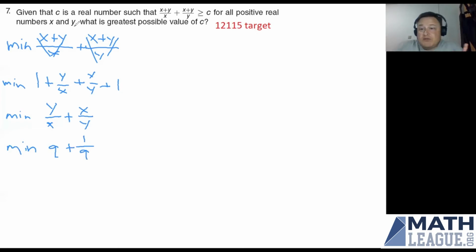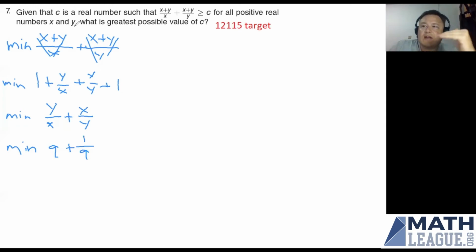Now, you can start by plugging in some numbers here and see what happens, right? If q is 5, I've got 5 and a fifth. If q is 4, I've got 4 and a fourth. Well, it seems like the lower we go, the better off we're doing, right? Keep in mind, of course, that q does have to be a positive number because x and y are both positive, which means that their quotient is positive also. So, q is 3, I've got 3 and a third. If q is 2, I've got 2 and a half. If q is 1, I've got 1 and 1 over 1, which is 2.